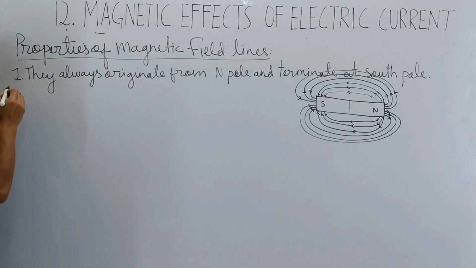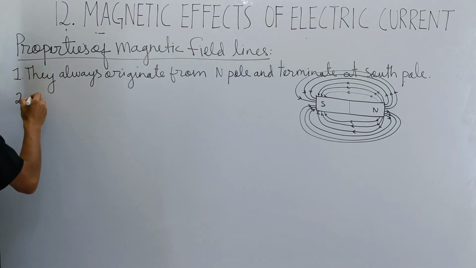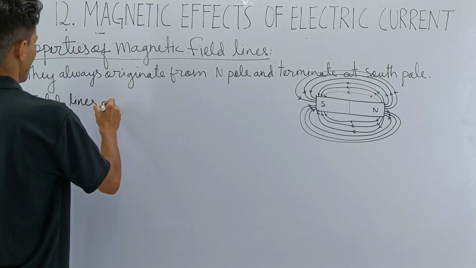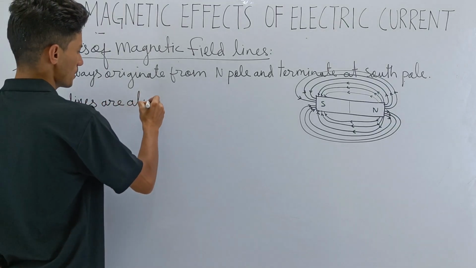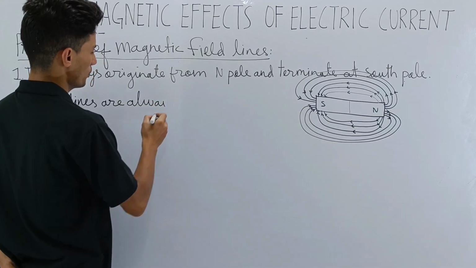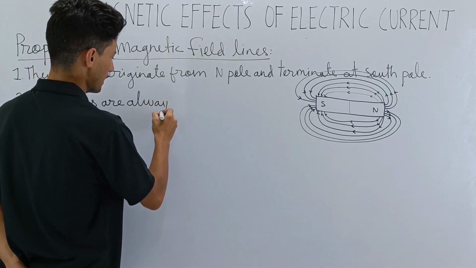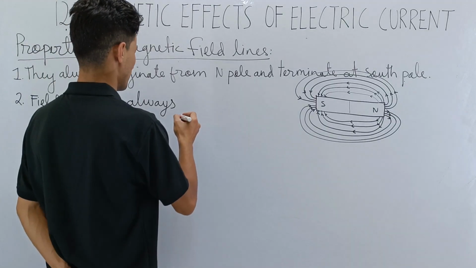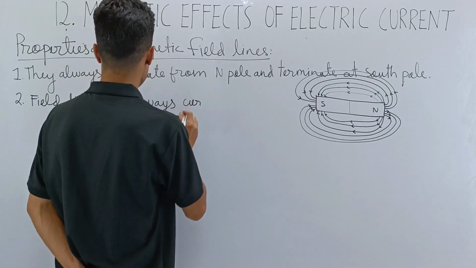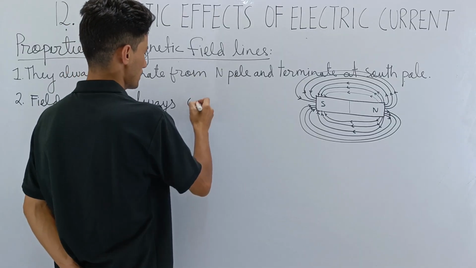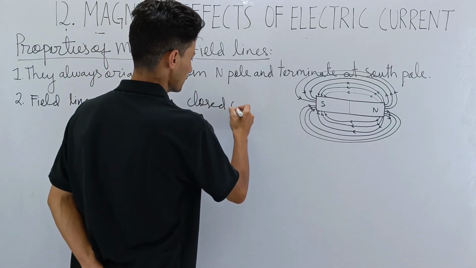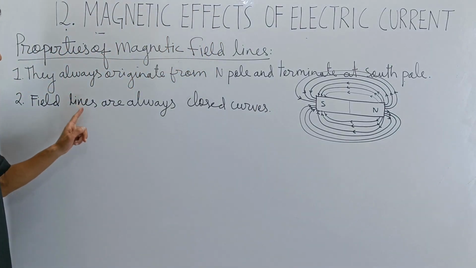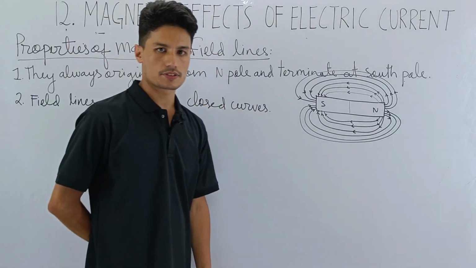Point number 2, field lines are always closed curves. Always. I am very confused with the spelling of always. Field lines are always closed curves.